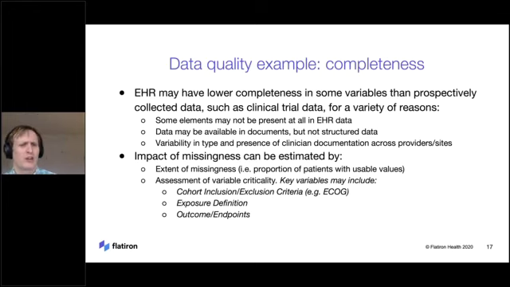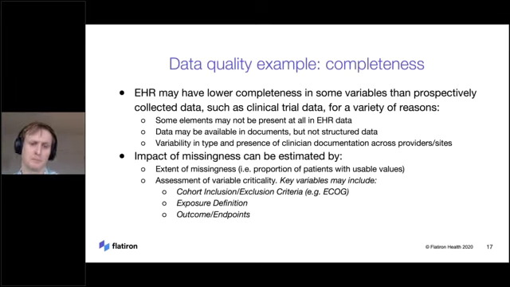Just a general way to think about missingness, there's looking at the extent of the missingness you're seeing, so the proportion of patients that have a value that you can use for an analysis. But I think another thing that's just as crucial is to assess the criticality of the variables. This means how essential they are for your analysis, and how much it would affect your analysis if a value was missing or potentially erroneous.